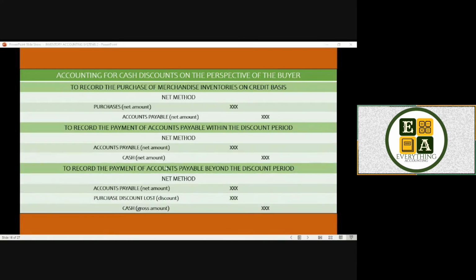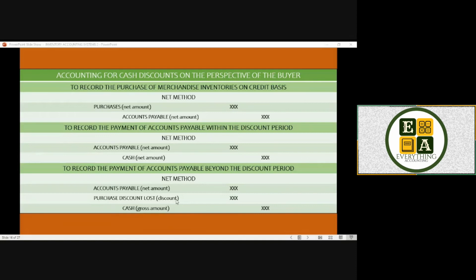Pero dito sa net method, unlike the gross method, upon the purchase, record agad tayo at the net amount. Meaning, binawasan na agad ng discount. So pag nagbayad tayo within the discount period, wala na po tayong discount na i-record. Kasi nga, binawas na natin agad at the moment of purchase pa lang. Pero kapag nagbayad tayo beyond the discount period, meron po tayong tinatawag na discount loss or purchase discount loss.